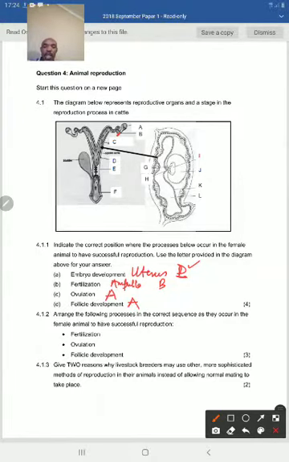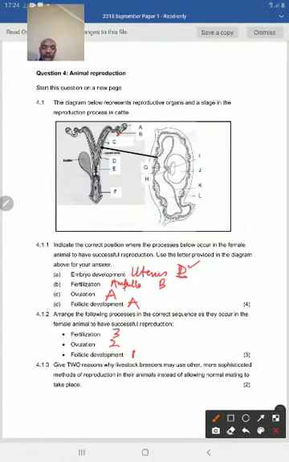Okay. Arrange the following processes in the correct sequence as they occur in female animals to have successful reproduction. Fertilization, ovulation, follicle. The first one is follicle development. So we start with this one, followed by, when it matures, the luteinizing hormone will cause the rupture or the burst of that follicle, and then ovulation will happen. After ovulation, then it will be fertilization. Wow, they made it so easy.